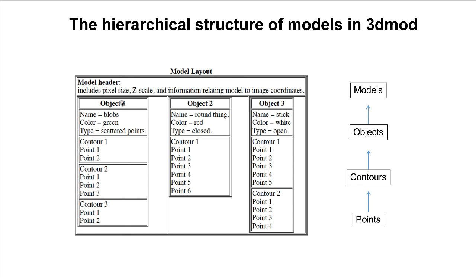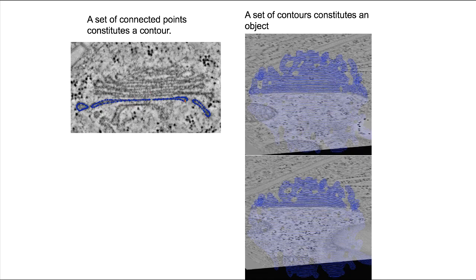For example, object 1, as I said, is made of many contours in 2D. You can see three contours, and each contour has substructures that correspond to points. Object 1 has three contours: contour 1 has two points, contour 2 has three points, and contour 3 has two points. The same goes for object 2 and object 3. This is how you generate a 3D object.